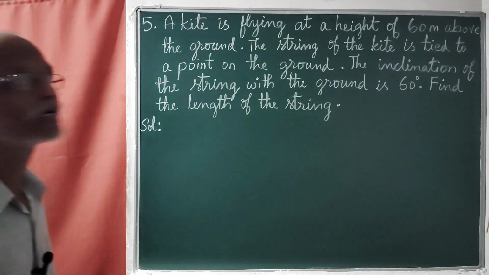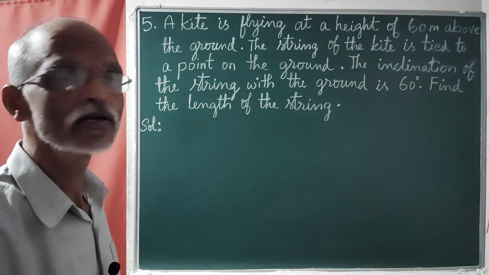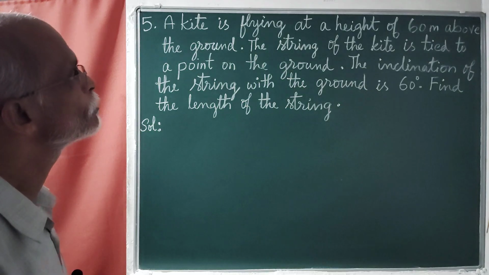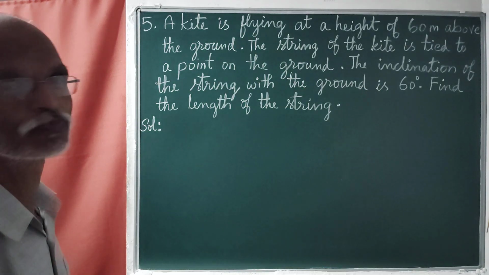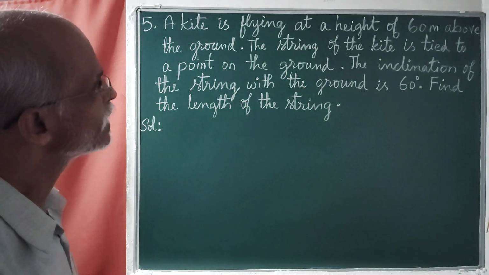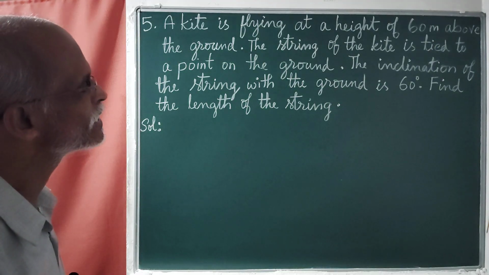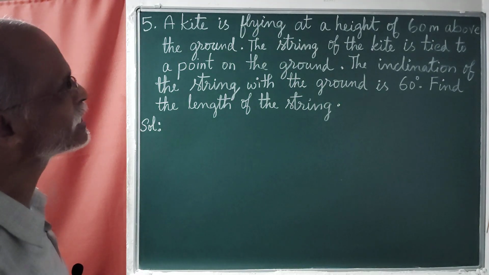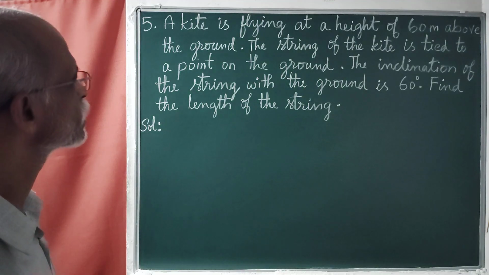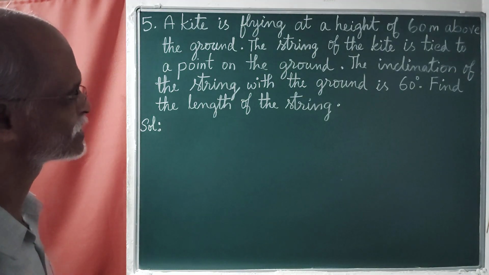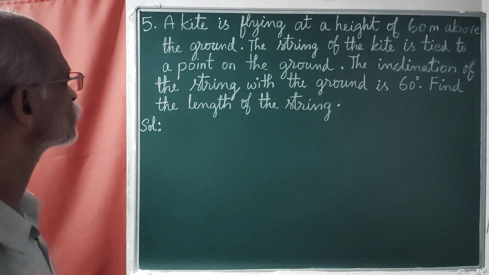The question is, a kite is flying at a height of 60 meters above the ground. The string of the kite is tied to a point on the ground. The inclination of the string with the ground is 60 degrees. Find the length of the string.